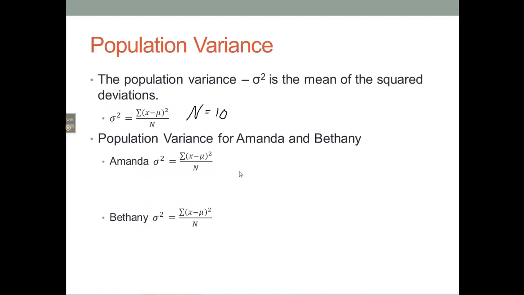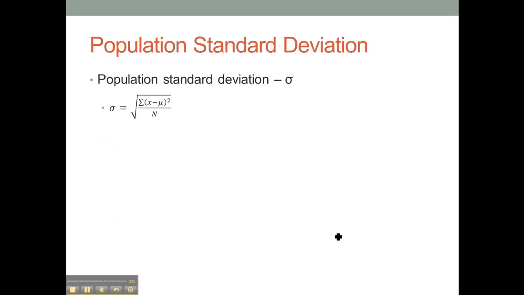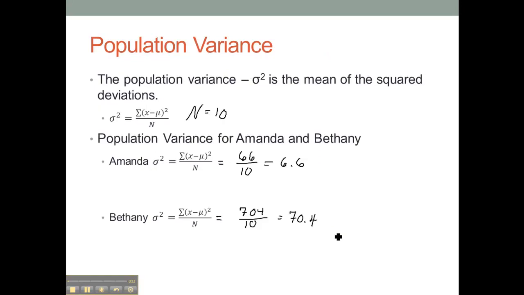All right, so the sum for Amanda is 66 over 10. So she varies about 6.6 on her delivery times. And for Bethany, it is 704 divided by 10. So she varies about 70.4. Now we're going to use these numbers to continue with this. All right, so the population standard deviation is actually the square root of both of these numbers.